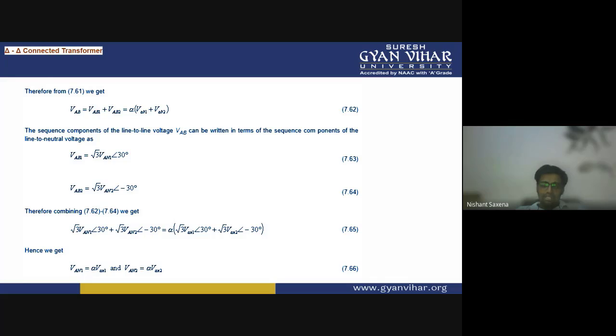Therefore, we will get that VAN1, the positive sequence component for phase to neutral, will be equal to alpha times the positive sequence component voltage for phase to neutral on the secondary side. Similarly, I can write the equation for primary and secondary voltages for the negative sequence components for phase to neutral voltage, as shown in equation number 7.66. Just write down these equations.